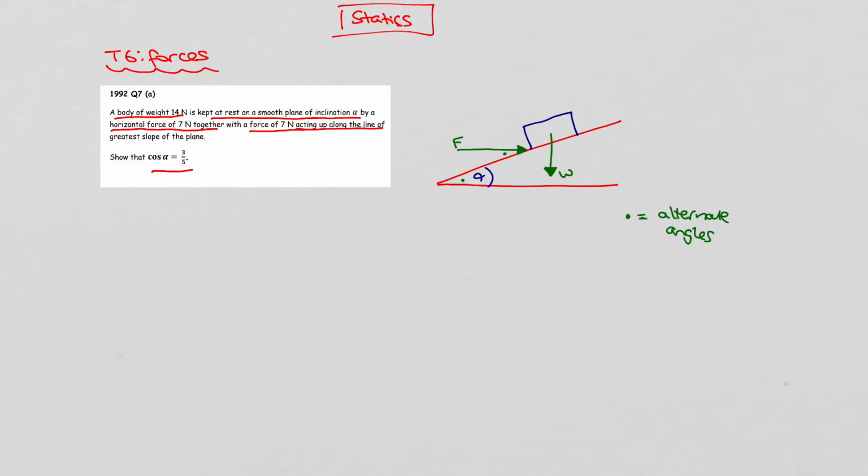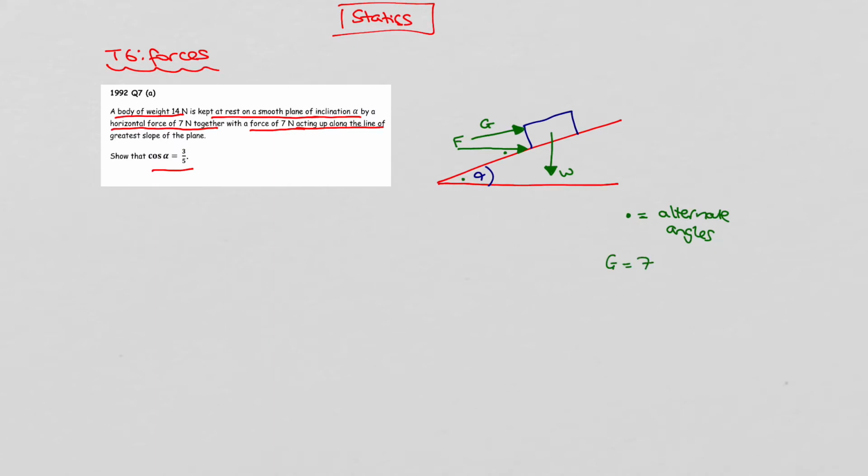We have one more force acting, pushing the block up, and this is acting along the line of greatest slope. Therefore this is parallel with the slope, and it's a force of 7 newtons also, pushing the block up. I'm just going to call this force G for the moment. So G is 7 newtons, F is also 7 newtons, and W, the weight, is 14 newtons.